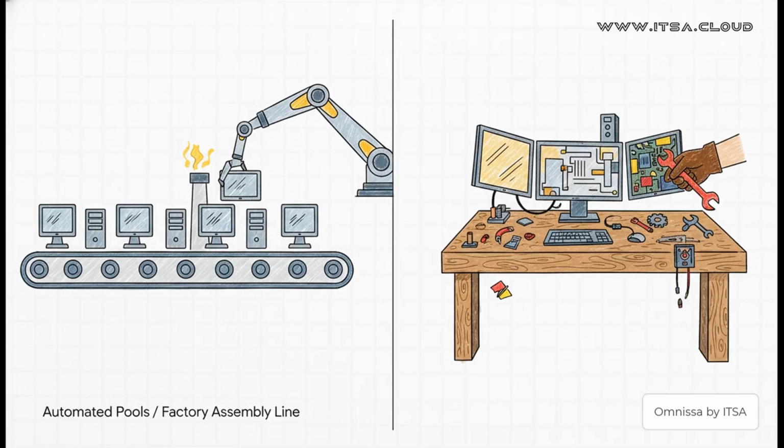The best way to think about this is to picture a car factory. Your automated pools, that's the assembly line. It's super efficient, super fast, and it churns out identical cars all day long. But manual pools, that's your custom workshop. That's where every machine is hand-built, fine-tuned, and you have total control before it even thinks about hitting the road.